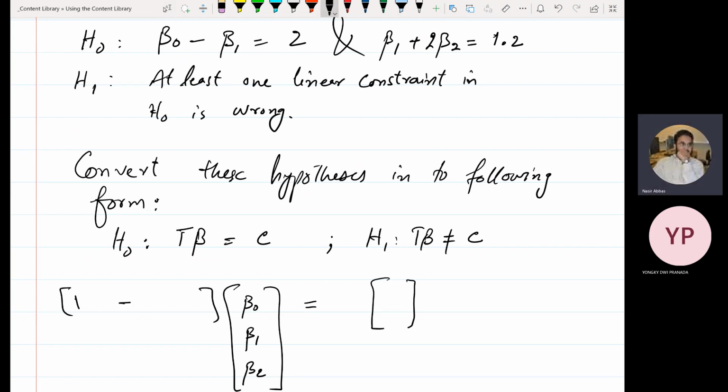One minus 1, 0. Multiply it. What do you get? 1 times beta naught minus 1 times beta 1 plus 0 times beta 2 equals 2. You get the first condition. Write another row for the second condition.